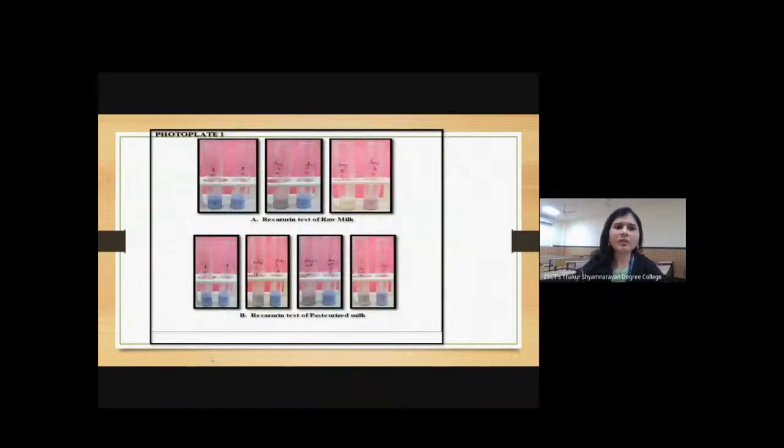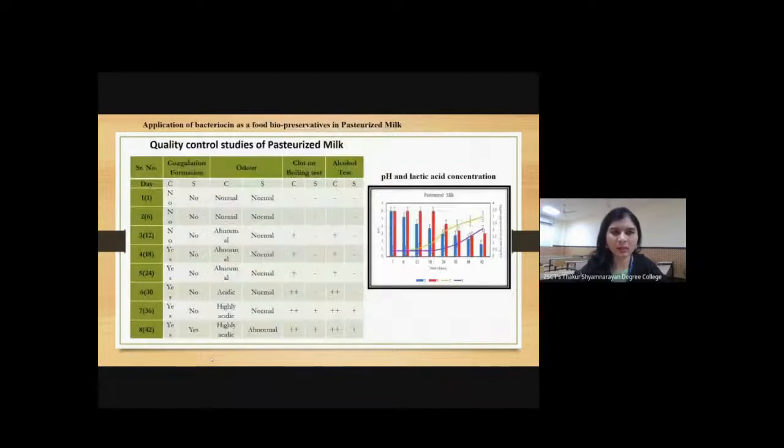These are the photoplates of the refrigerant test of raw milk as well as the refrigerant test of pasteurized milk. Then the application of this bacteriocin as a food biopreservative in pasteurized milk.